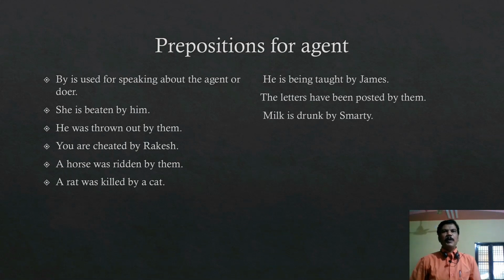Let's learn prepositions for agent. "By" is used for speaking about the agent or doer. She is beaten by him. He was thrown out by them. You are cheated by Rakesh. A horse was ridden by them. A rat was killed by a cat. He is being taught by James. The letters have been posted by them. Milk is drunk by Smarty.